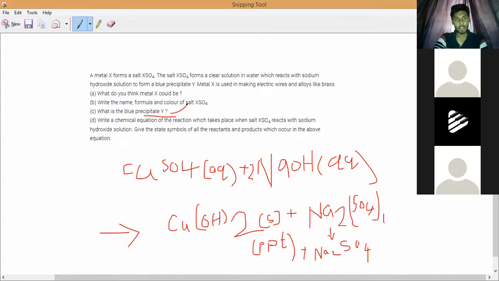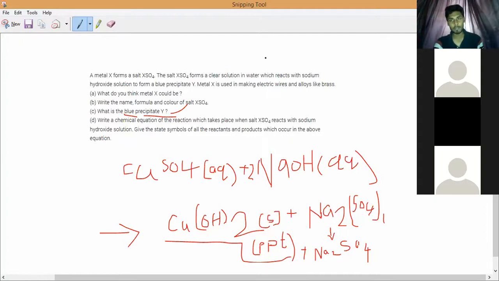Now, what is the precipitate here? Precipitate means what? Cu(OH)2 is the precipitate. Why? Because they are asking for blue precipitate. What does blue solution or blue precipitate mean? Blue solution means copper sulfate, and blue precipitate means copper hydroxide. Understand or not? Yes, sir.